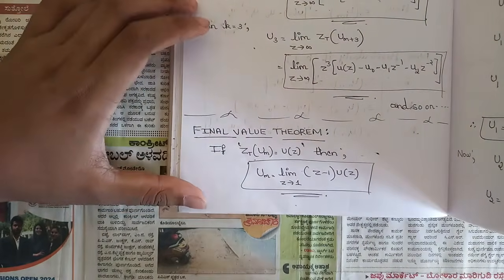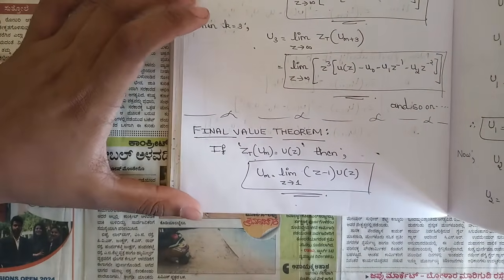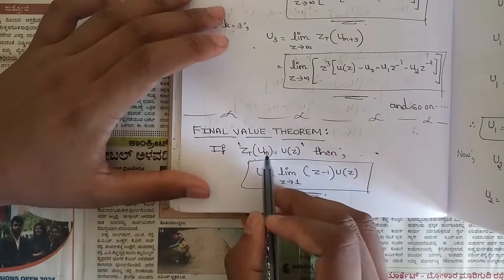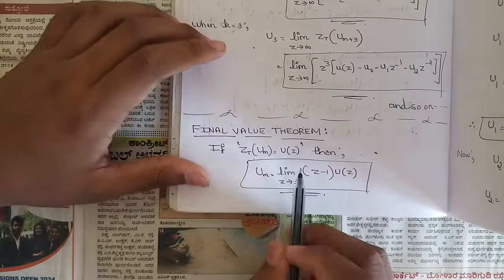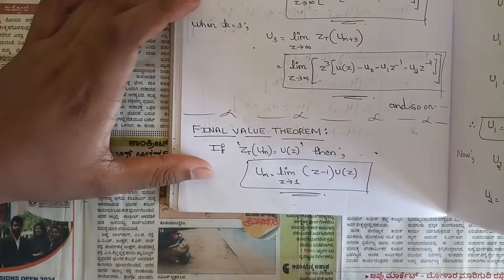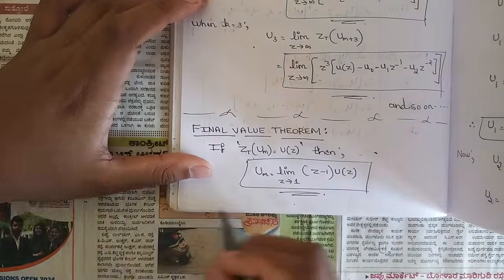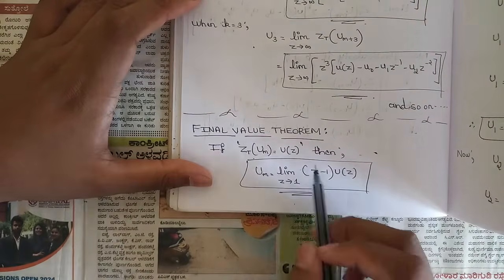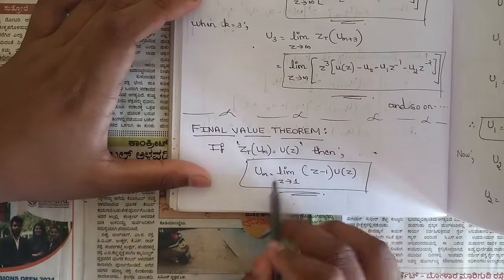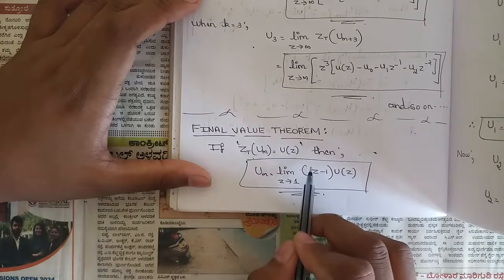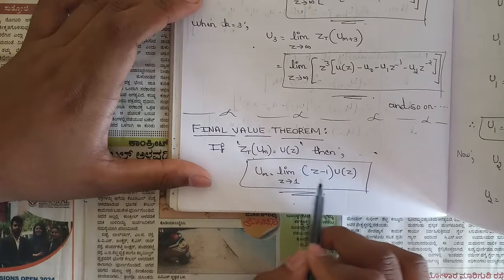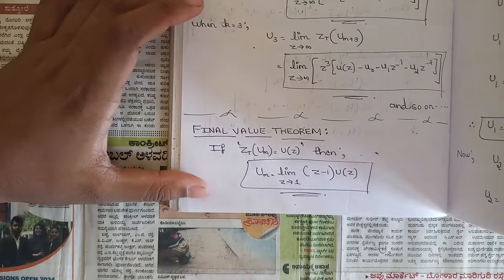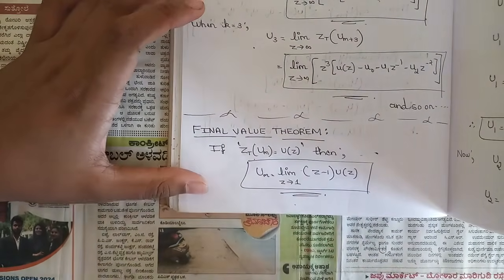The initial value theorem starts from 0, right? Whereas the final value theorem starts from the last term, and the last term is given as the z transform of u of n. In the initial value theorem we started with u naught, right? So in the final value theorem we need to start with u of n, that is the last term. Generally it is given as the limit as z tends to 1 of z minus 1 into u of z. So this is the required final value theorem.